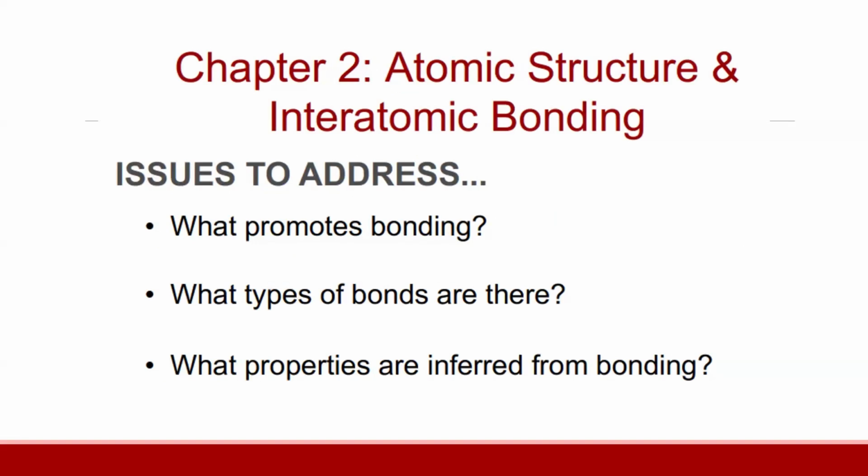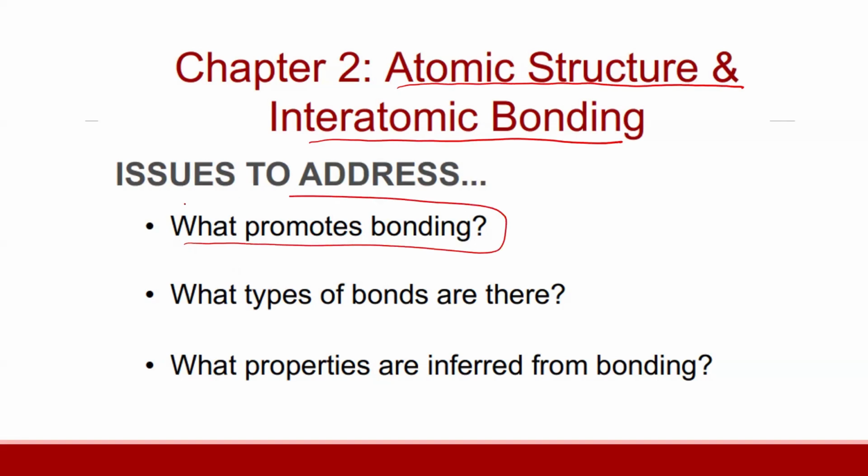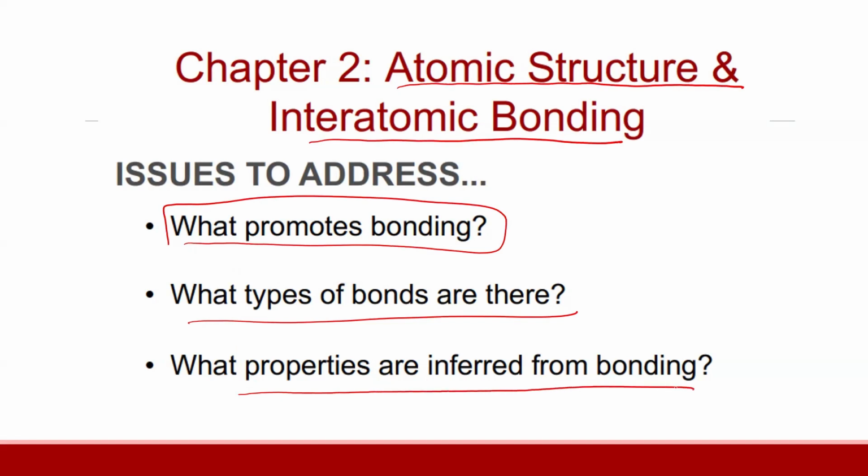Okay, the actual topic for today is the atomic structure and interatomic bonding. So we are going to learn about what promotes the bonding. There are different types of bonding. Atoms are bonded together in different ways. We will learn what types of bonds there are, and also what properties are inherent from bonding. So depending on the bonding type and the atomic structure, the properties will be different. So we will discuss that as well.